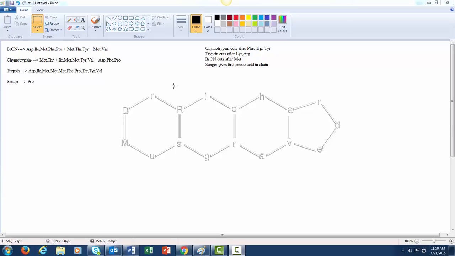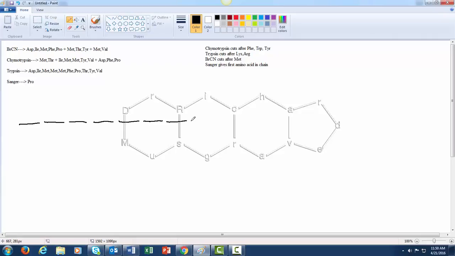Here is another peptide sequencing example. This one has 1, 2, 3, 4, 5, 6, 7, 8, 9, 10. So I'm going to put in 10 lines here. We know from our rules that Sanger gives the first one, so Pro is first.